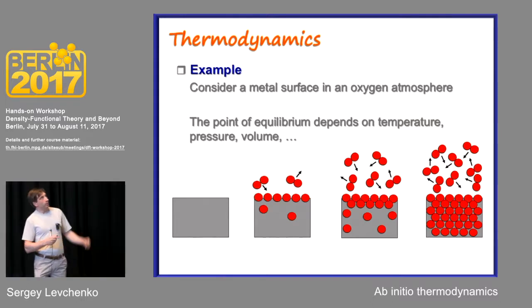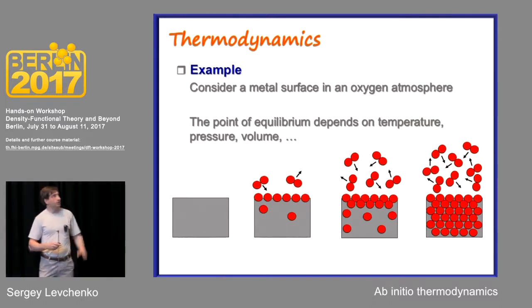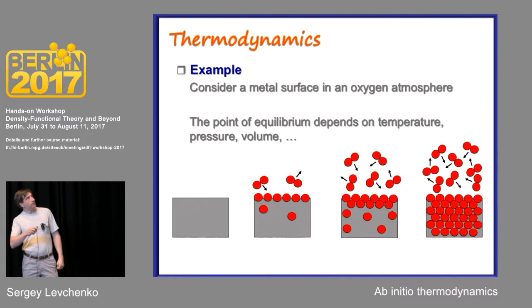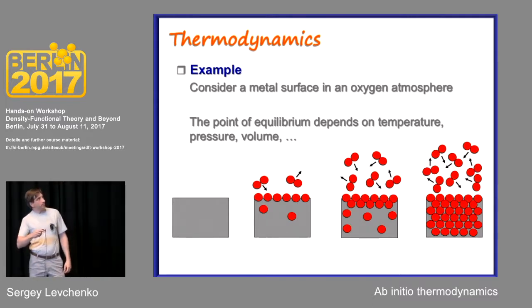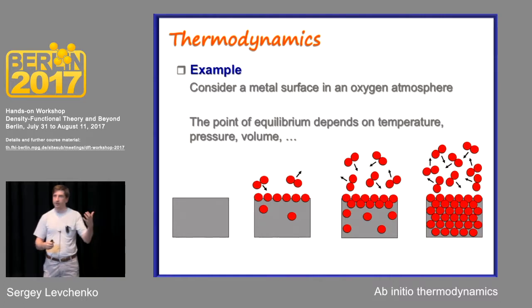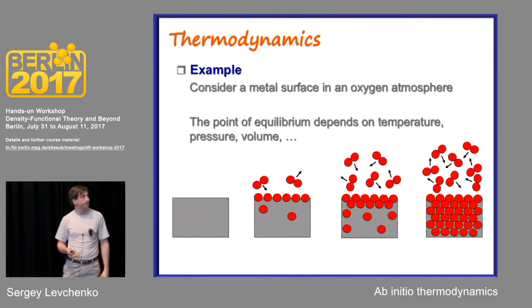So this point in equilibrium, which is reached during this process, depends on temperature, pressure, volume, and some other parameters, which I will mention later. So the point in equilibrium, for example, for this case would be whether we have a surface oxide, if we have some defects in the material, or we have complete oxidation of the bulk.